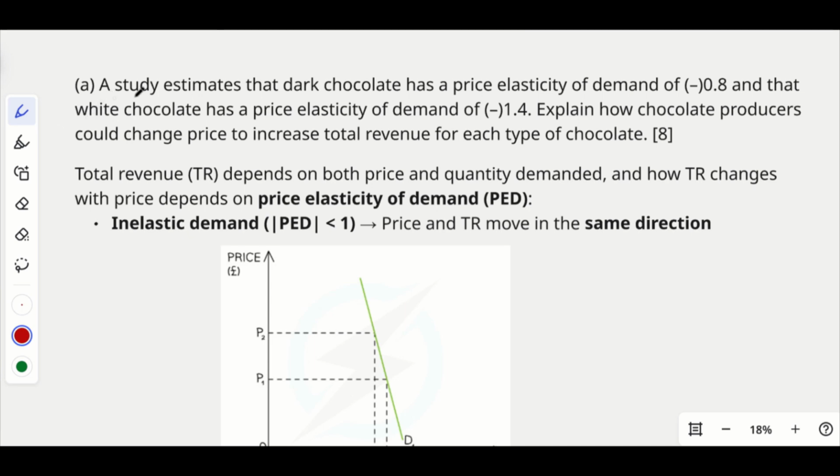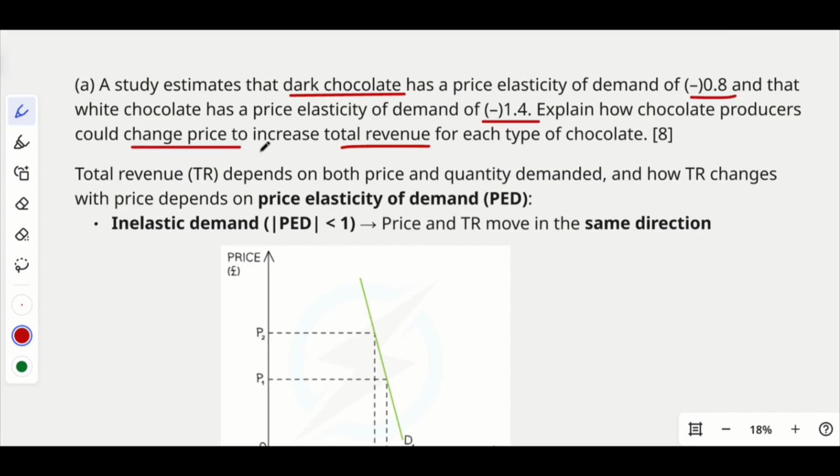Now let's solve this question. The question is: a study estimates that dark chocolate has a price elasticity of demand of minus 0.8 and that white chocolate has a price elasticity of demand of minus 1.4. Explain how chocolate producers could change price to increase total revenue for each type of chocolate.